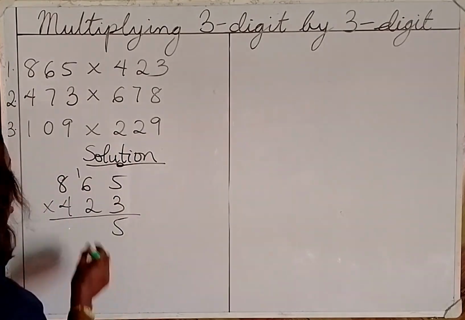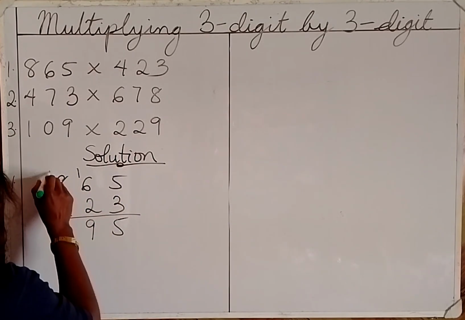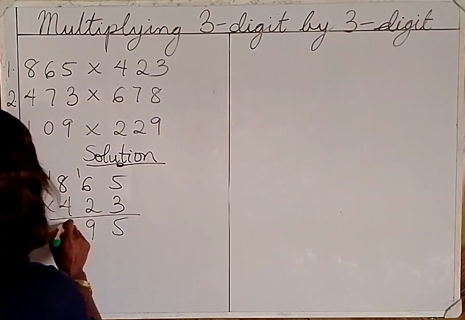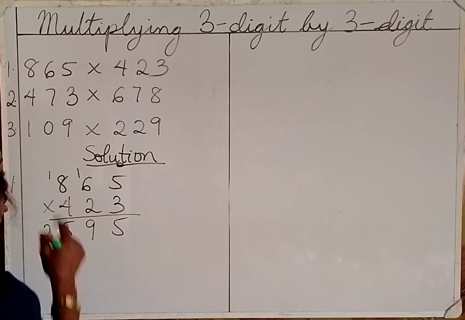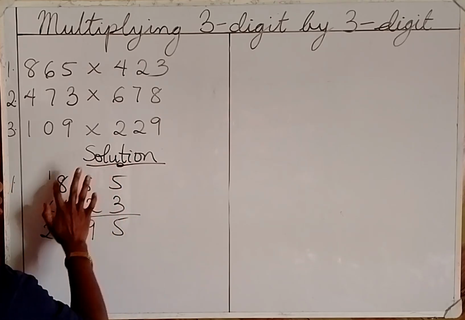3 times 6 is 18. 18 plus 1 is 19. 3 times 8 is 24. 24 plus 1, 25. Then we'll move to the second number, which is 2. We're going to use the number at the bottom to multiply the numbers at the top.